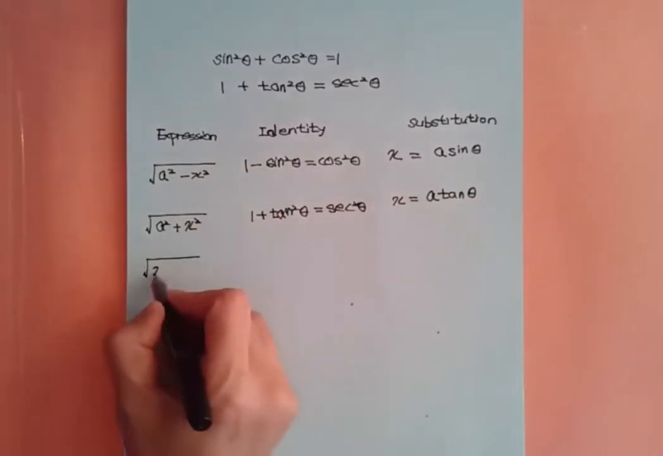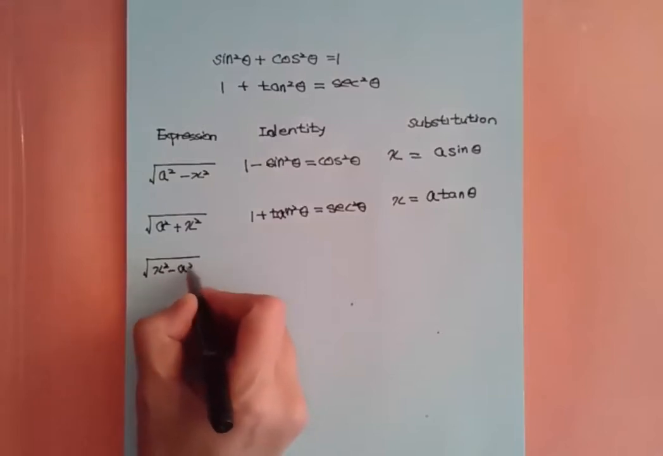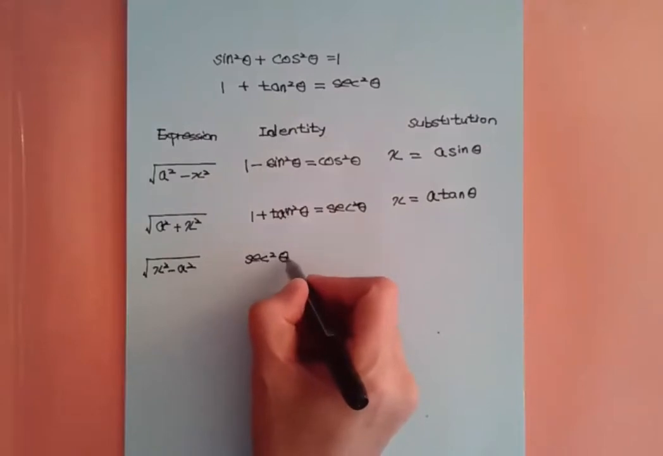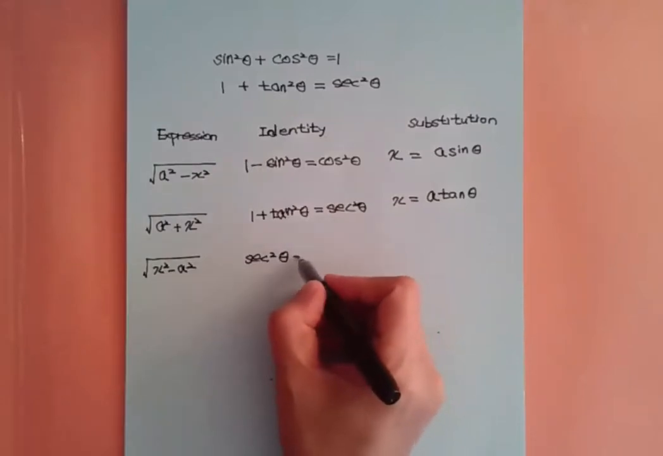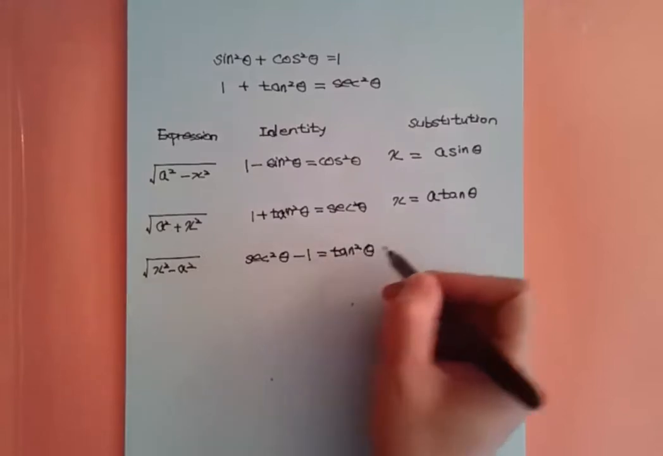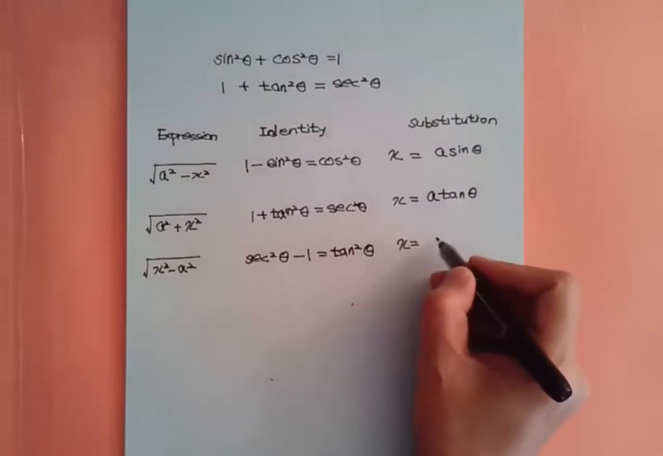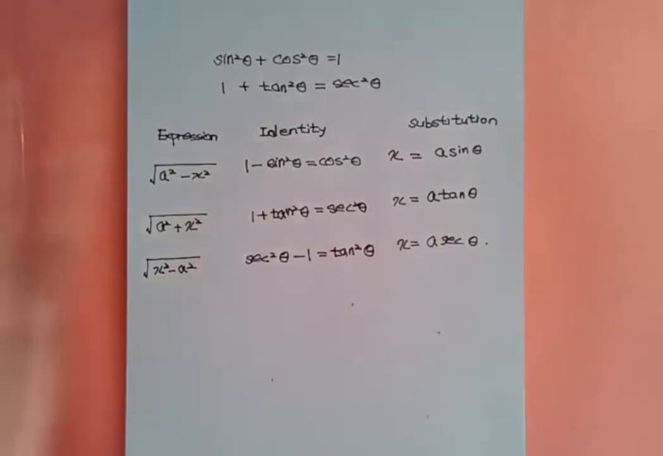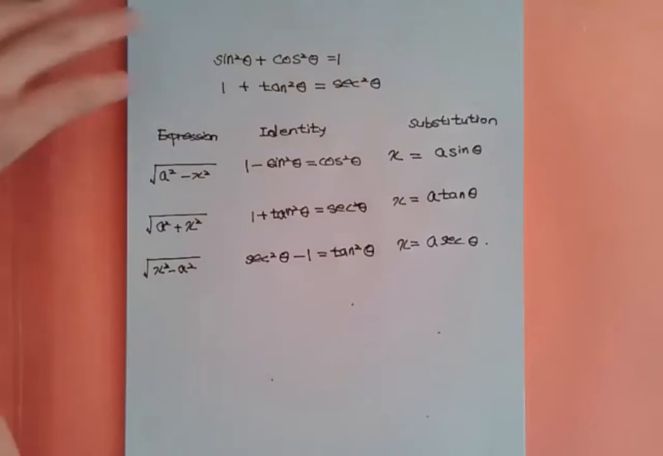And another one was x squared minus a squared. Then you'd think about the identity secant squared theta minus 1 equals tangent squared of theta. So the substitution will go as x equals a secant of theta. For all of those strategies, the trigonometric Pythagorean identities must be remembered.